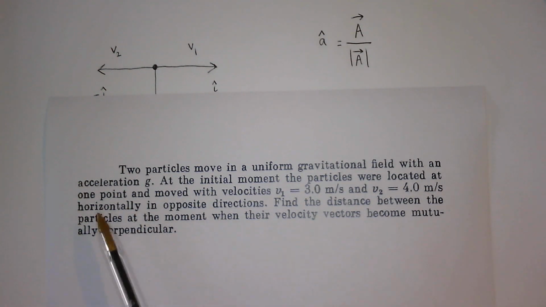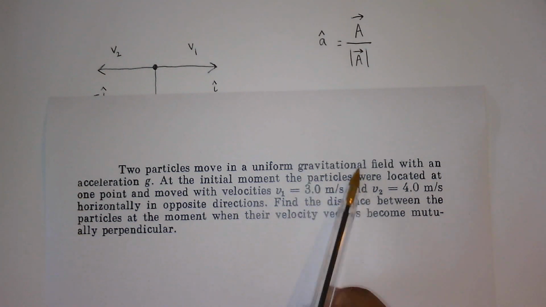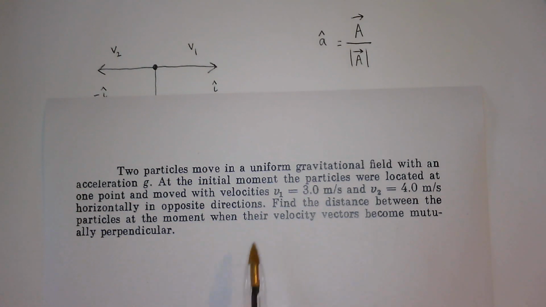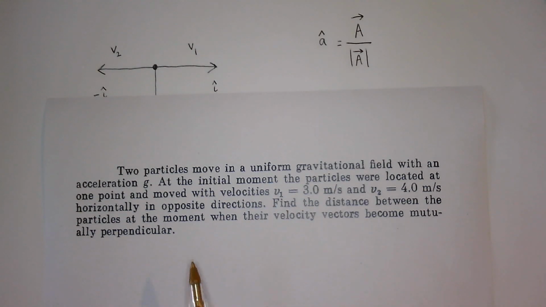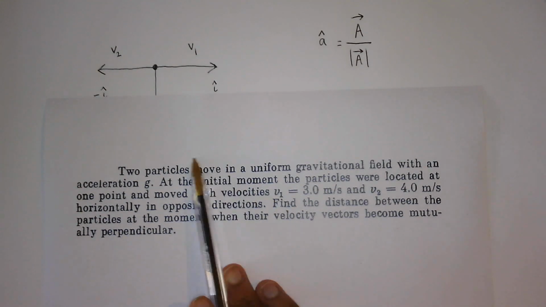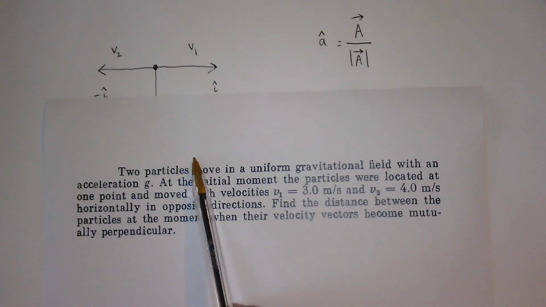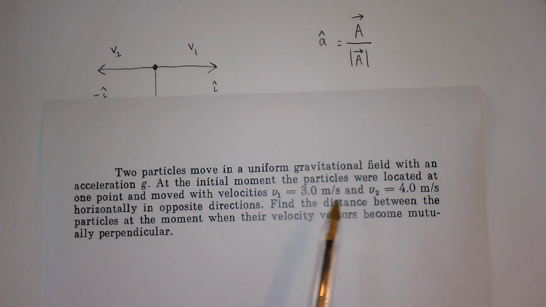But we know that by the end, when their velocity vectors are mutually perpendicular, because they are travelling in a uniform gravitational field, they will have a vertical velocity. And we know that because they both started off at 0 meters per second vertically, we know that by the end they will have the same vertical velocity because they're travelling in a uniform gravitational field.